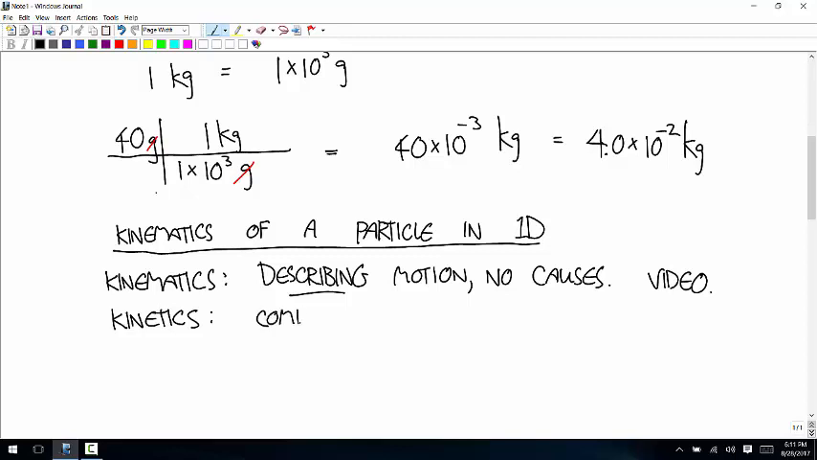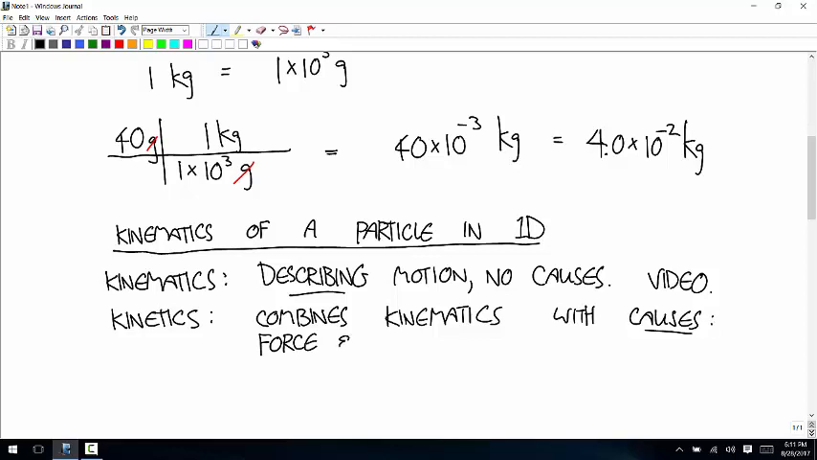Kinetics combines kinematics with the causes. And those causes are force and mass. So we're going to start out with kinematics because it's the simpler one. You're just describing the motion, and then we're going to add kinetics.